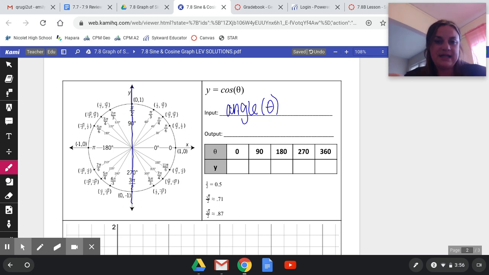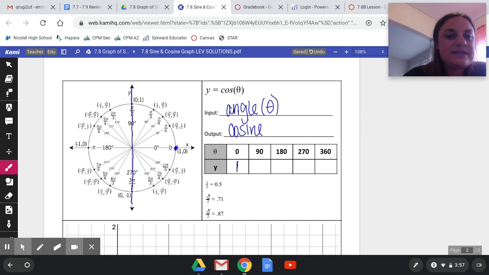The cosine tells you how far away from that pole you are, okay? Your output in this case is the cosine because we're taking cosine of the angle. So if you picture the Ferris wheel, you get on the Ferris wheel right here. How far away from that center pole are you? Well, you're 1 unit away. Okay, so at 0 degrees, I'm 1 unit away.